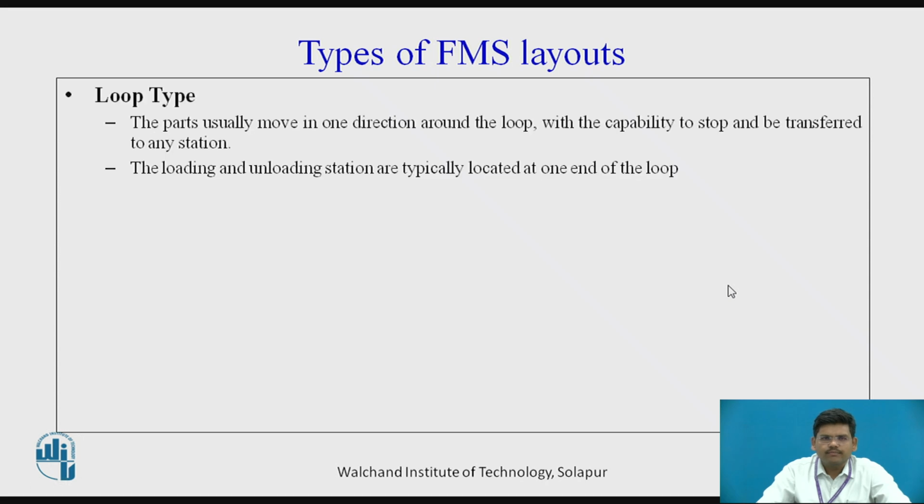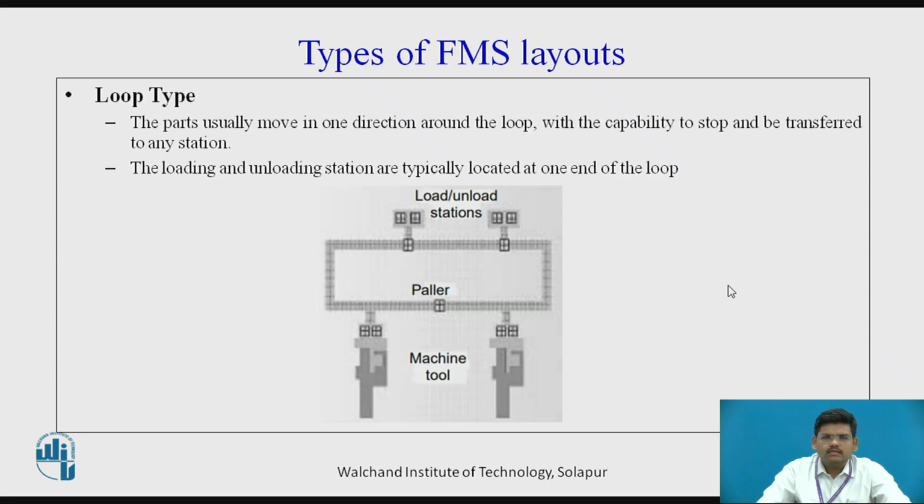Moving on to second. Here it is a loop type where the job moves from one machine to another. It has a closed loop from loading to unloading stations. There is no open loop over here. So the parts usually move in one direction around the loop with the capability to stop and be transferred to any station.